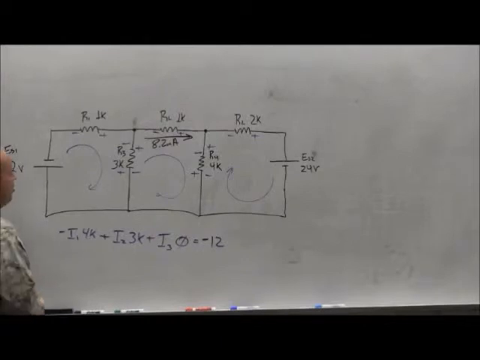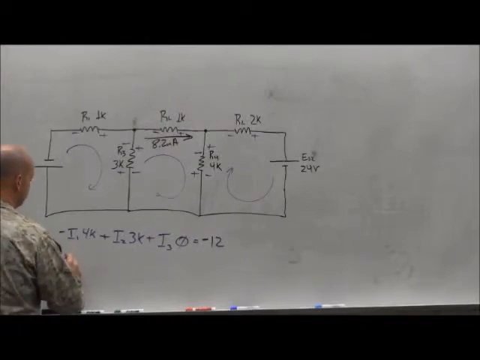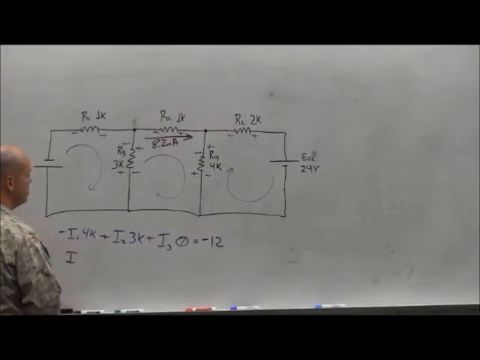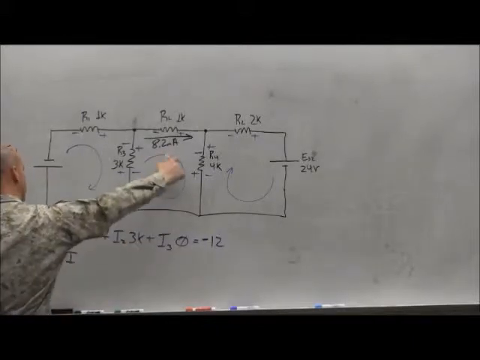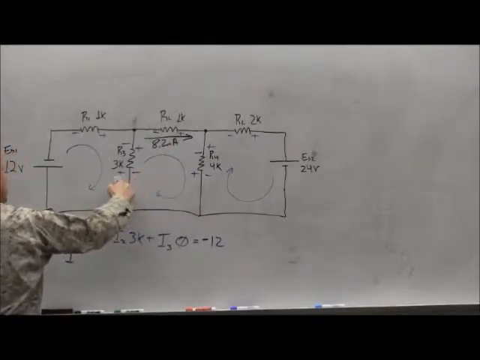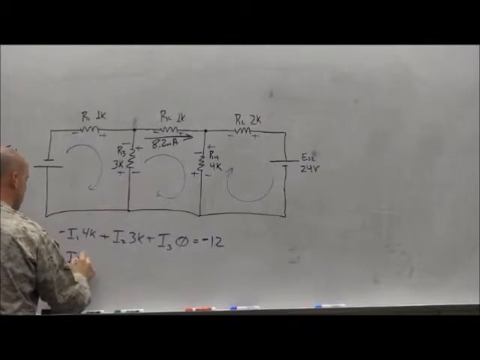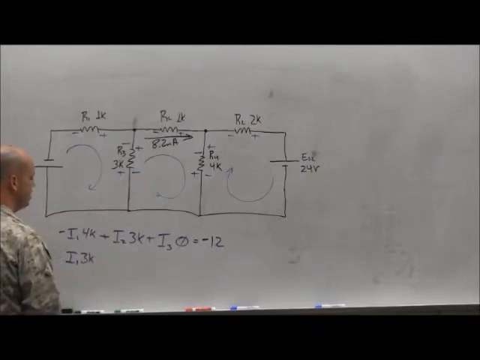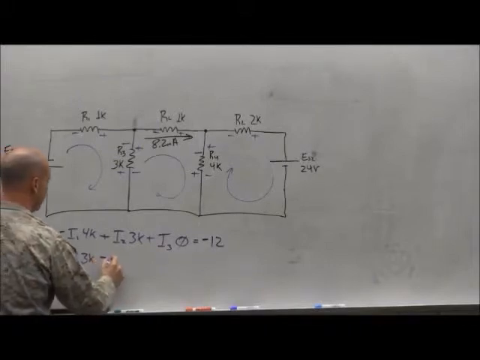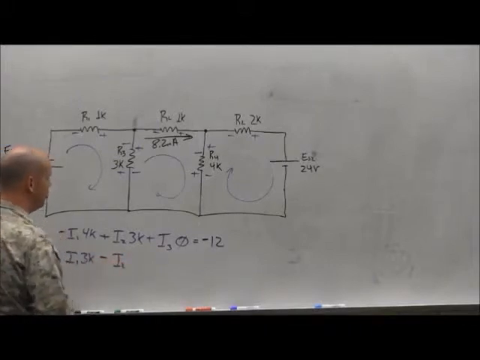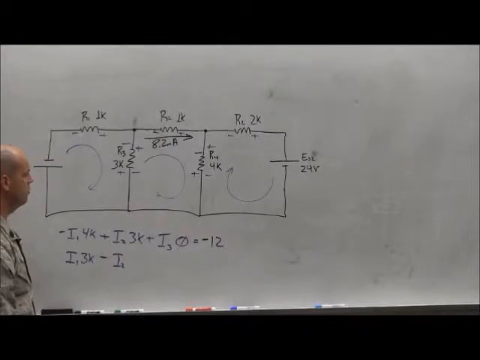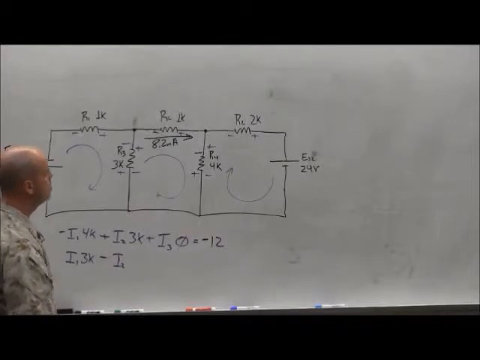What's my I1 going to be? Positive or negative? That's right, because when it comes around, I hit here, and I look across, it's positive. So I1 is 3K and it's positive. What about I2? Positive or negative? Negative I2. And then what's the resistance total for the coefficient? 8K.